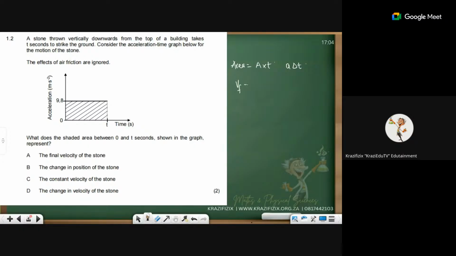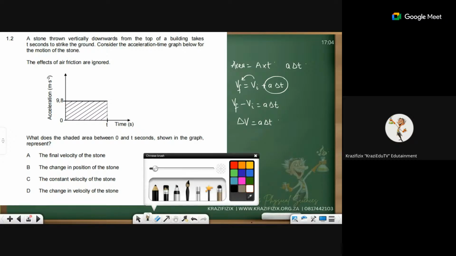Vf equals Vi plus a delta t. Move this here: Vf minus Vi equals a delta t. What is Vf minus Vi? Change. I'm saying constant and change. So the correct answer is V.